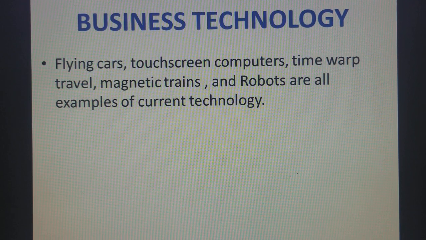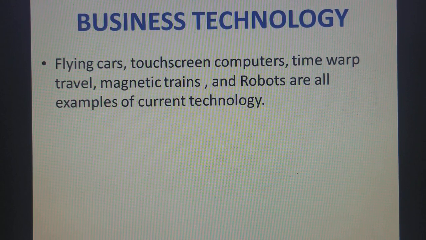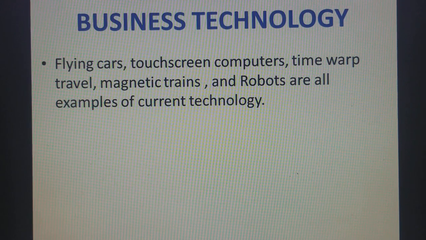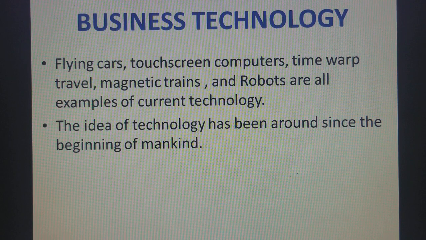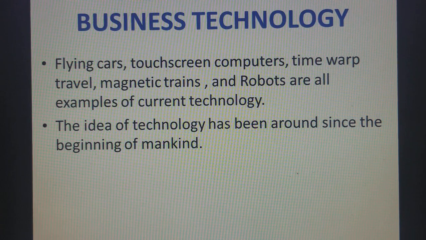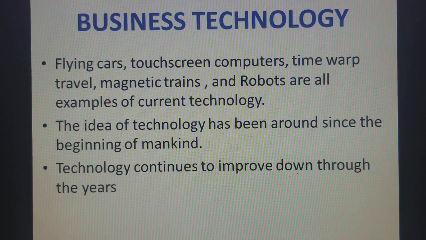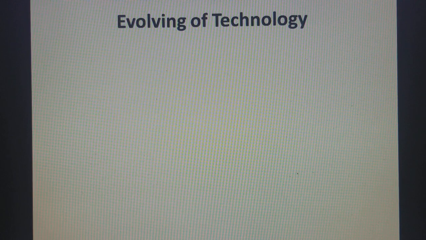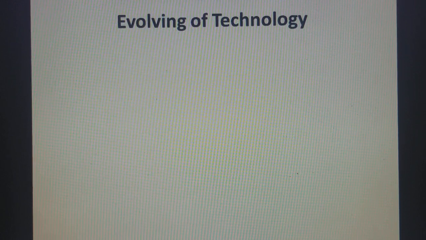So, what we know today is not what it was many years ago. Today, we are experiencing flying cars, touch screen computers, time warp travel, magnetic trains, and robots, all examples of current technology. Technology is changing fast and furious in our day. But the idea of technology has been around since the beginning of mankind. Technology continues to improve down through the years. And so I would like to share with you just a few thoughts on how technology has evolved down through the years.